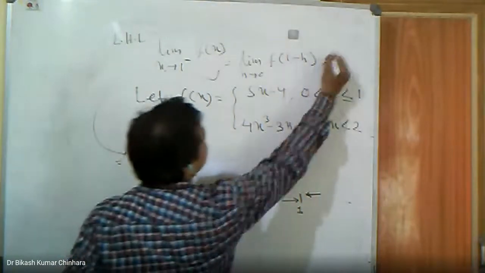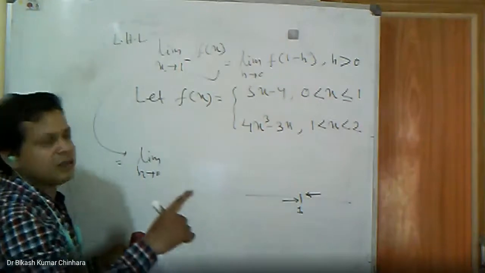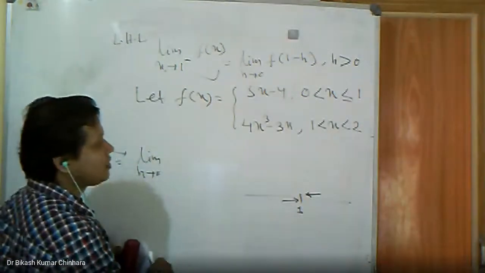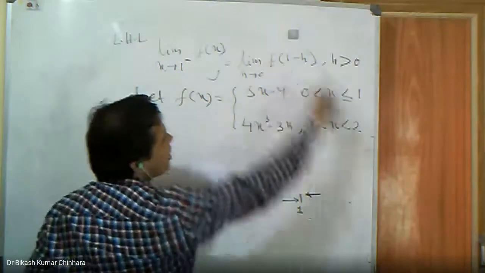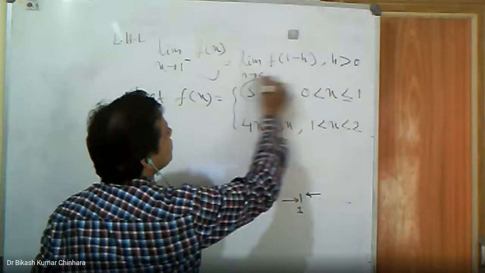H is a positive quantity. H is not negative. If h is negative, it may go away from 1 on the right hand side. But as it is positive, you are subtracting some positive number from 1, so that means it will be less than 1. So you have to take this function. Okay?